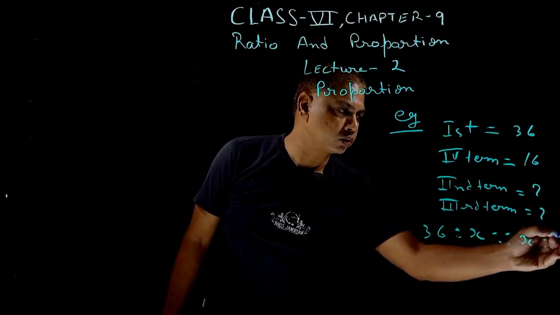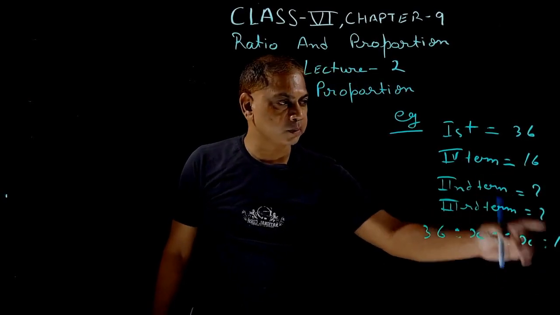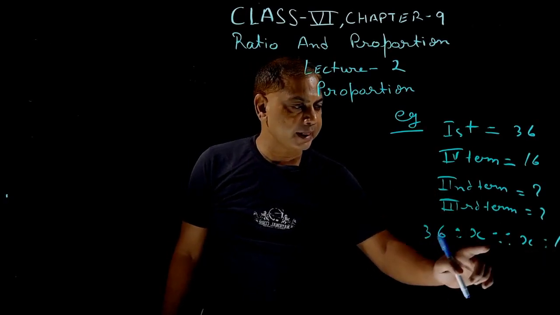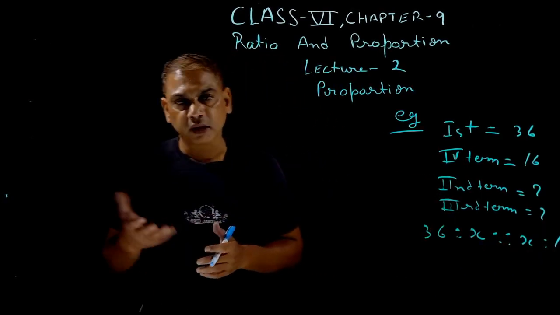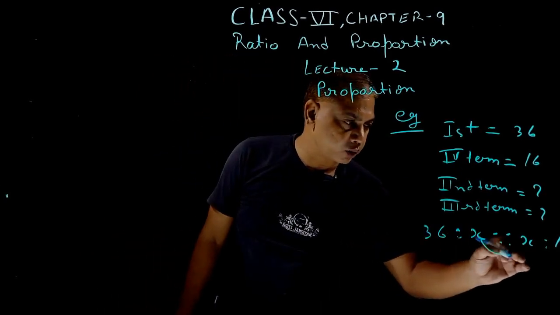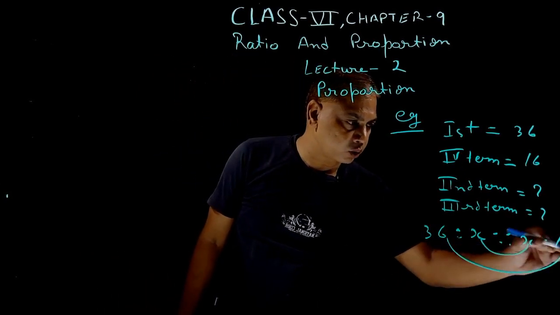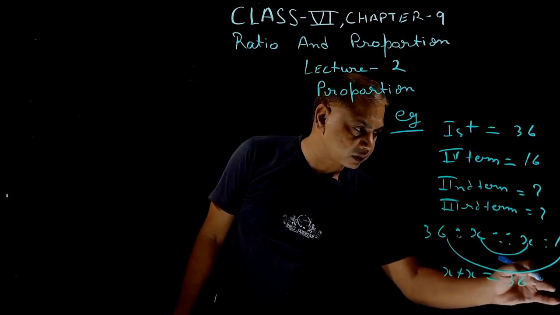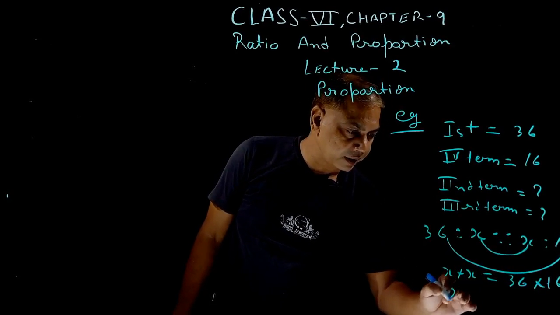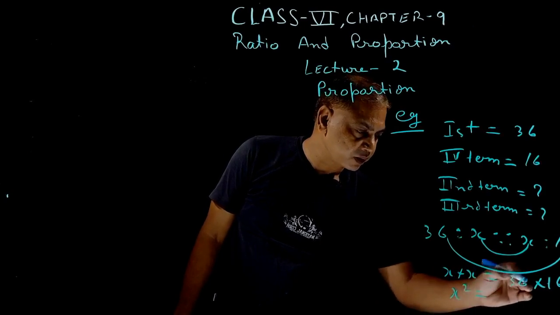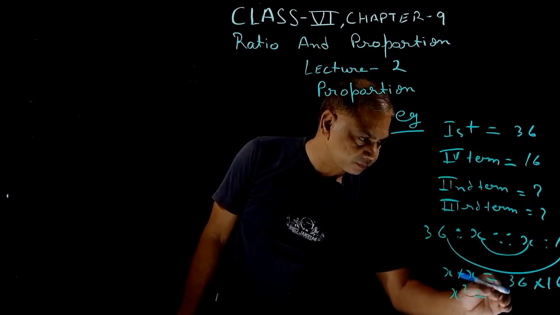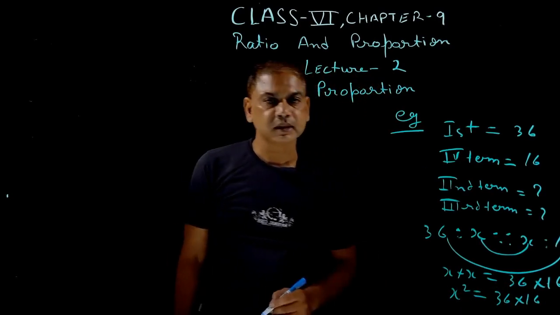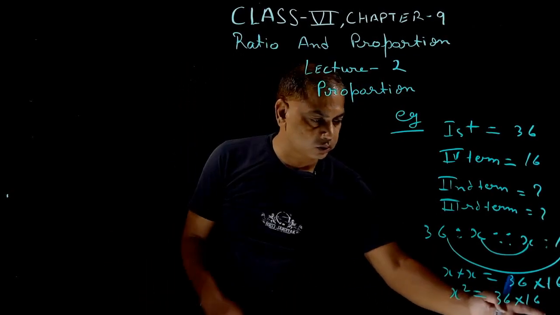X is to 16. Fourth term is 16, so in place of the fourth term we will write 16. Second and third term we have written as x, right? Now again the same formula, POM is equal to POE. X into x is equal to 36 into 16. X square is equal to 36 into 16.